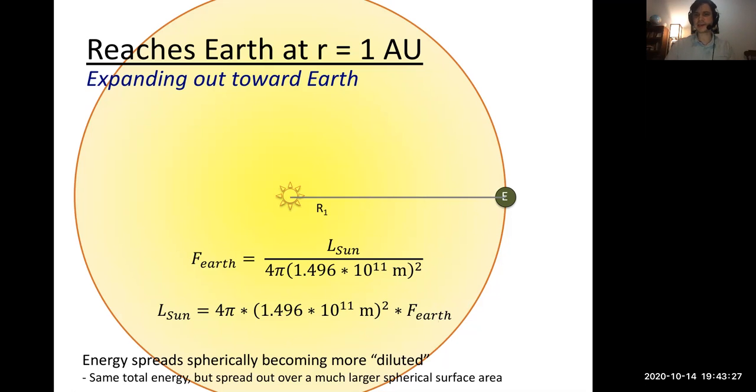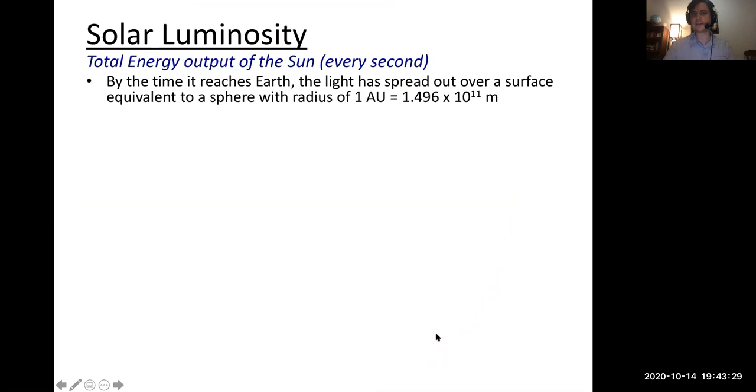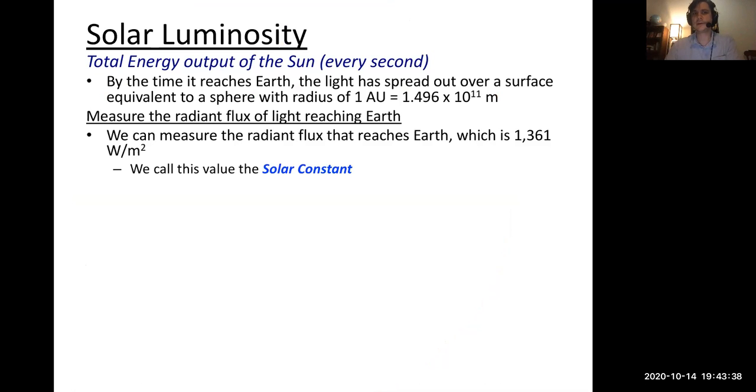The question is, can we measure this flux at Earth? By the time the light reaches the Earth, it's spread out over a sphere with a radius equivalent to 1 AU, and we can actually measure the radiant flux at Earth. We can do this pretty routinely and pretty easily. It's best to use a satellite, get above the atmosphere, but we can measure that there are 1,361 watts per square meter that reach the Earth.